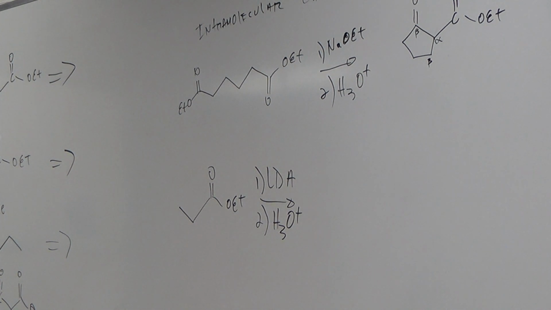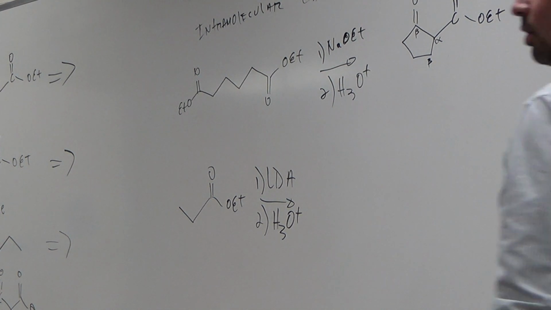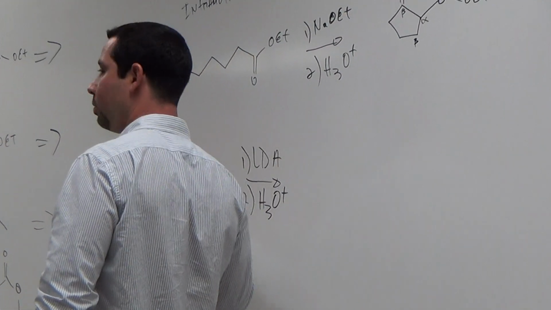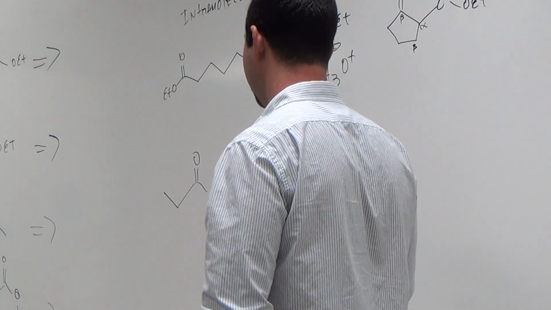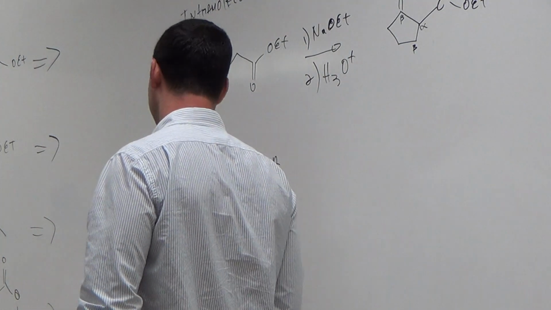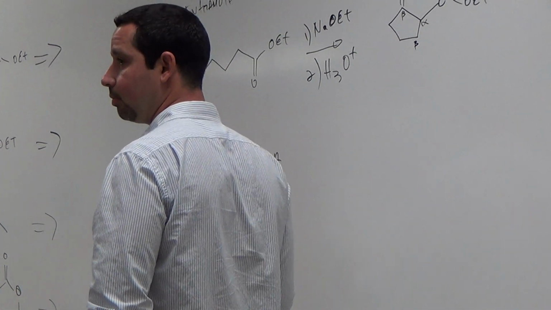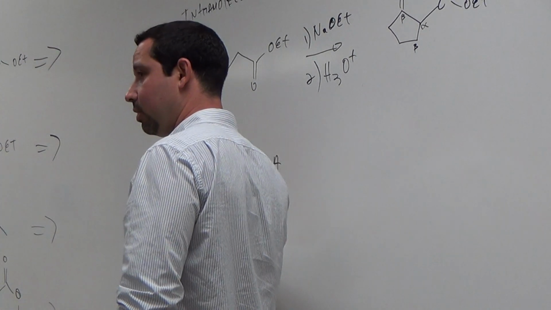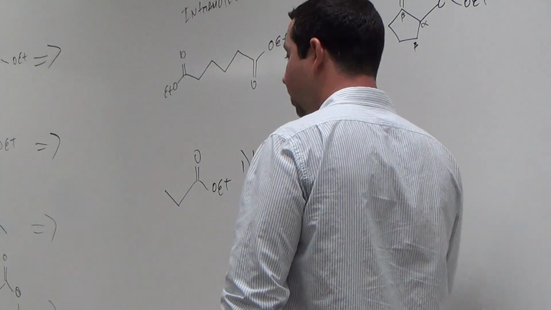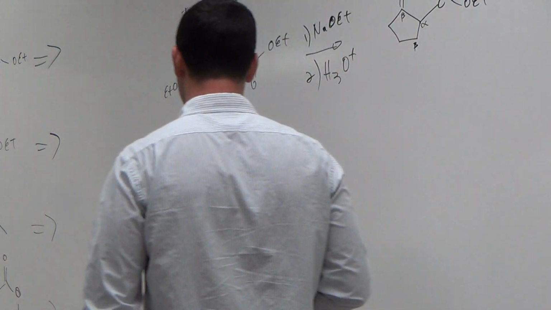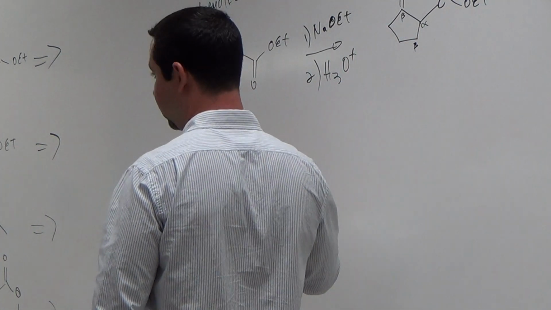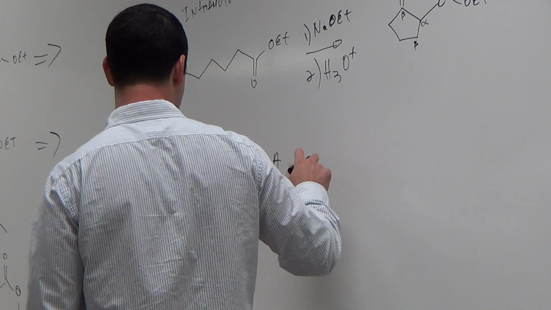Where they came from? Okay, let's do this one, yes? LDA, and what is this? Ester, yes? That's how you should think about this. Don't think, oh, because whenever you're doing it during the final exam, how are you going to know? You're going to have a base, and this is an ester with alpha protons. How many alpha protons does it have? It has two of them, yes? Two alpha protons. And this reaction with an ester and this base is going to be called Claisen, yes?